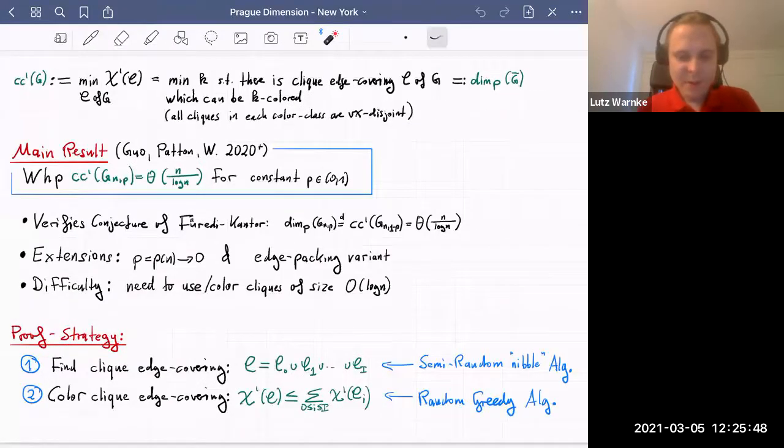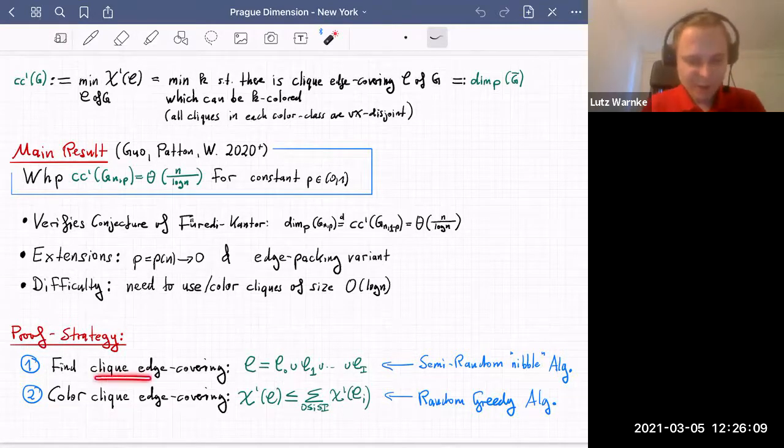Okay, so let me otherwise say a few words about the high-level proof strategy. We have this parameter, and if we want to get an upper bound on it, we need to first find a clique edge covering, and then we need to color it using very few colors. Each of these steps we're going to try to approach algorithmically.